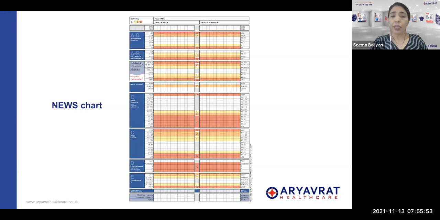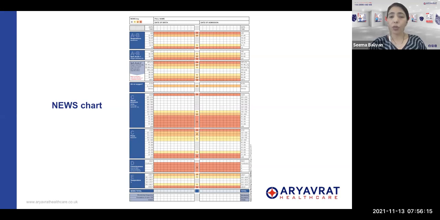So anything in white color is normal, so you will give a 0 score for that. Anything in yellow is abnormal, but only mildly abnormal, and that's why you give a score of 1. Anything in orange and then going to red, obviously the severity of the abnormality increases, and hence you are going to be giving the score accordingly.